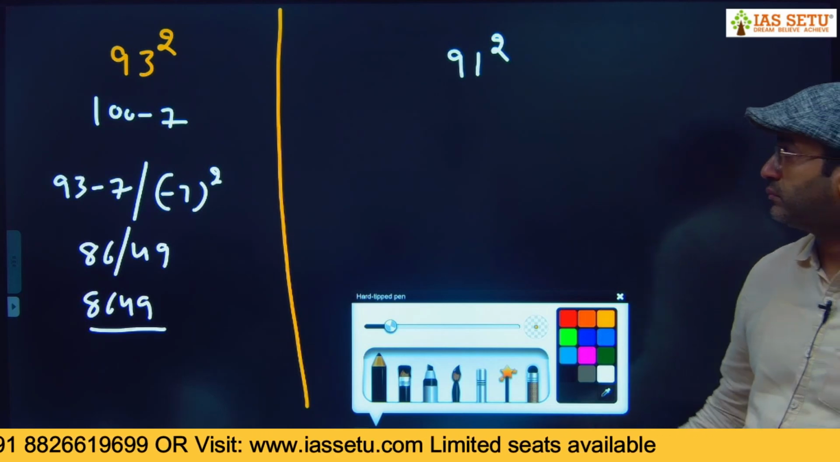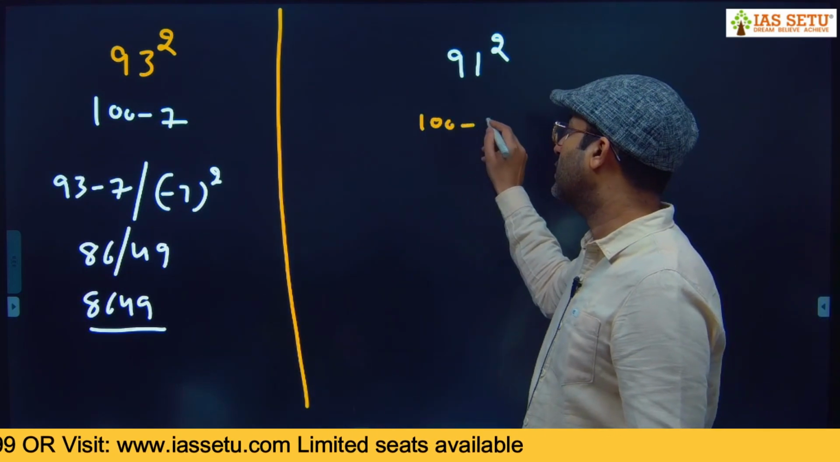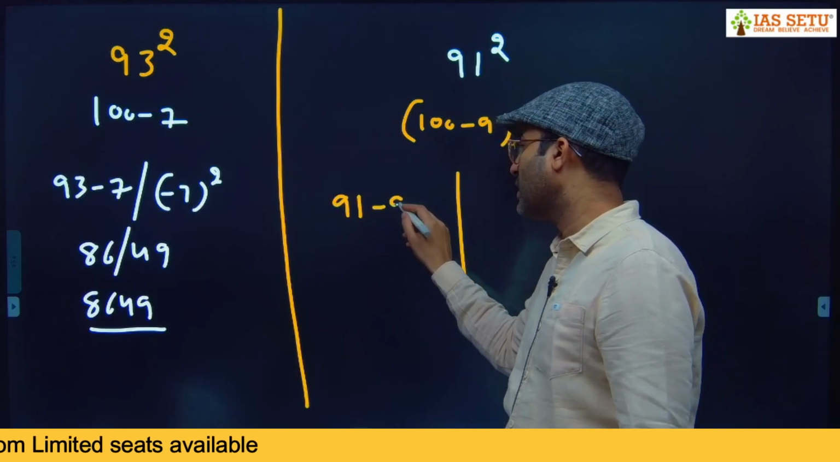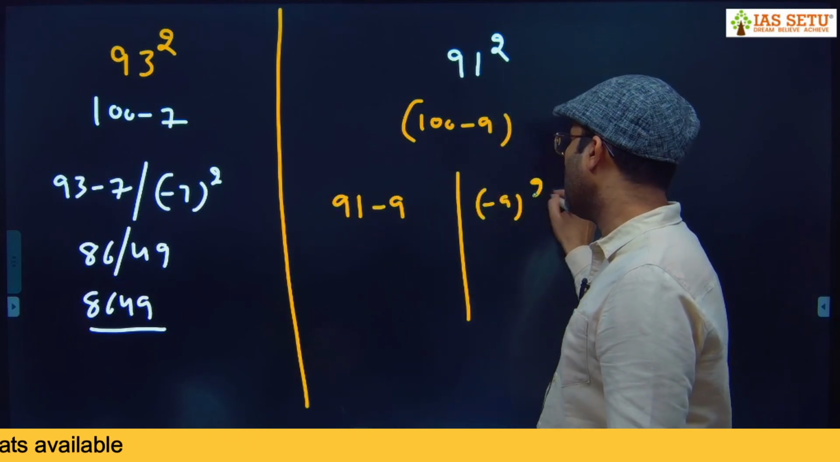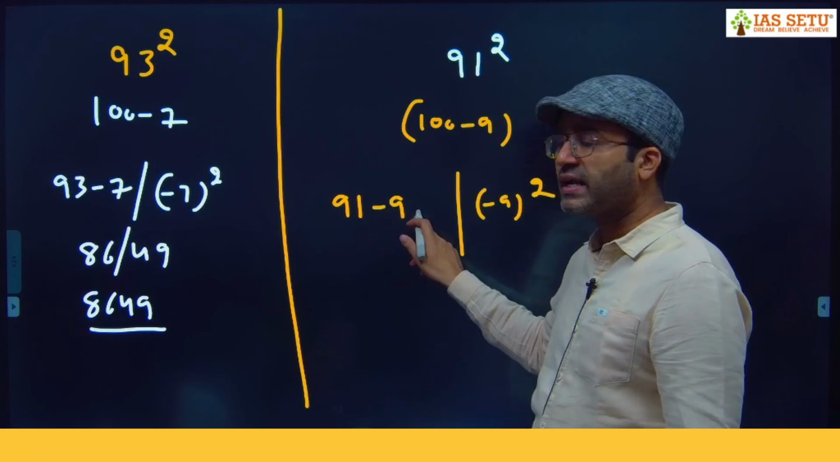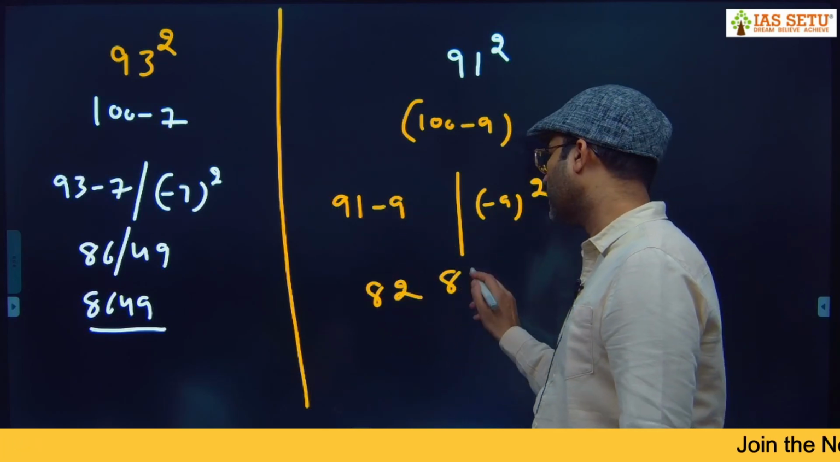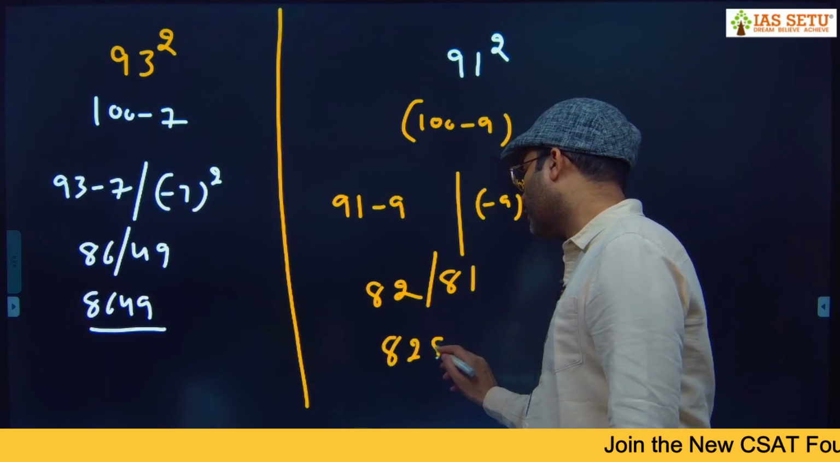Done. It is 100 minus 9. So left side value is 91 minus 9. Right side value is minus 9 square. What is 91 minus 9? 82. What is 9 square? 81. So it is 8281.